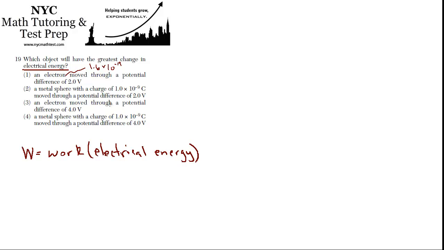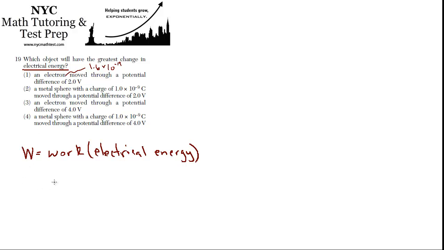And 3, an electron moved through a potential difference of 4 volts, so higher voltage than in 1. And 4, a metal sphere with a charge of 1 times 10 to the negative ninth coulombs, so same charge as in 2, moved through a potential difference of 4 volts, so higher voltage. So we have these situations where we have lower charges in 3 and 1, because they're electrons, but different voltages. And in 2 and 4, we have the same charge, but different voltages. So do we want a high voltage or a low voltage? And do we want a big charge or a small charge?